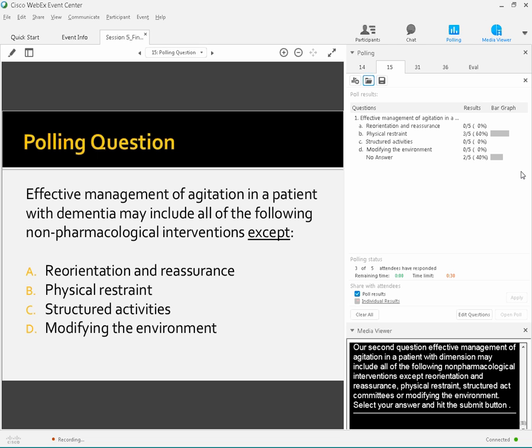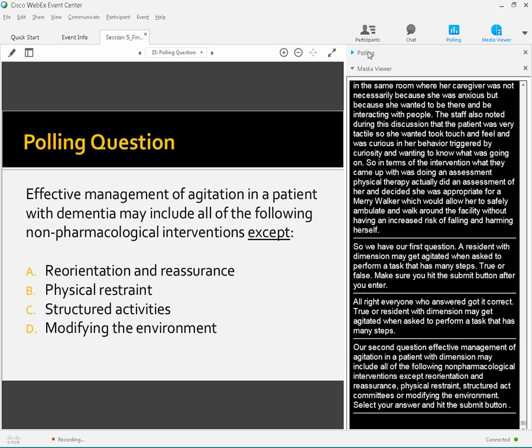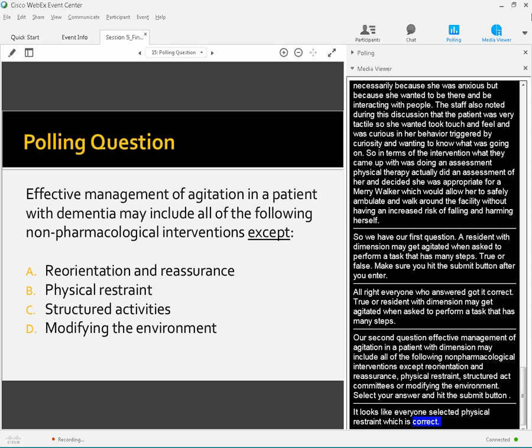So it looks like everyone selected physical restraint, which is the correct answer. And one of the things that I did want to note is that technically, according to CMS guidelines, the Mary Walker can be considered an actual physical restraint.